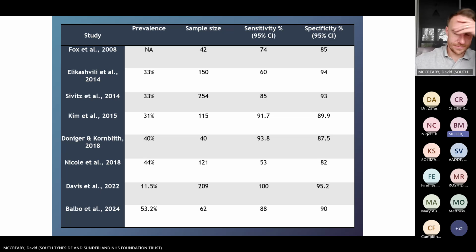Only one of them was retrospective. So the one by Davis was a retrospective study. The rest of them were prospective. The one by Fox did adults and peds, but did provide separate data for peds as well. But the rest of them just looked at kids. The sample sizes varied, some of them quite a lot larger, some of them smaller studies, and typically the prevalence of the appendicitis was around about 30%, with some a little bit higher and some a little bit lower.